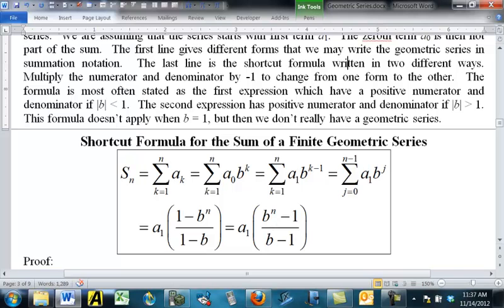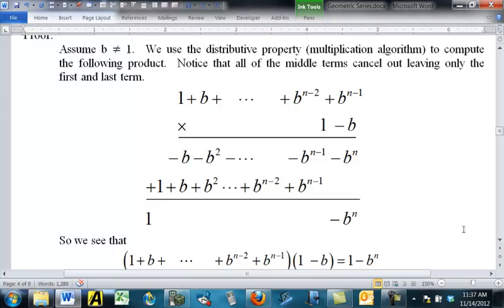Now, you can also multiply top and bottom by negative 1 to get it in the second form here. Usually you'll see this written in the first form, and the first form is probably better if you've got a base that's between negative 1 and 1, so that both the numerator and denominator are positive. If your base is bigger than 1, you might choose to write the second version, which gives you a positive in the numerator and denominator. Doesn't really matter. Don't need to memorize both versions, just one or the other. So here's the proof. We're going to assume the base is not 1.